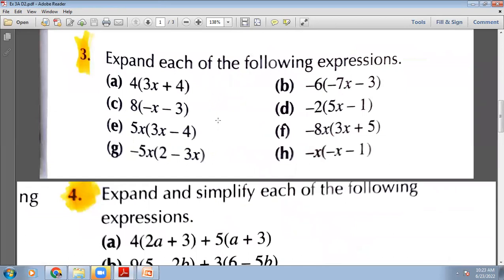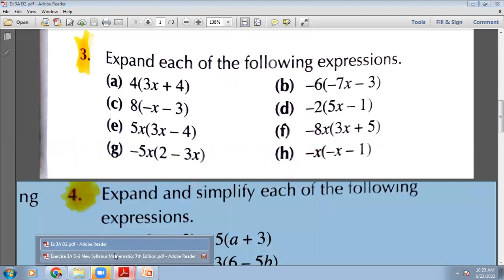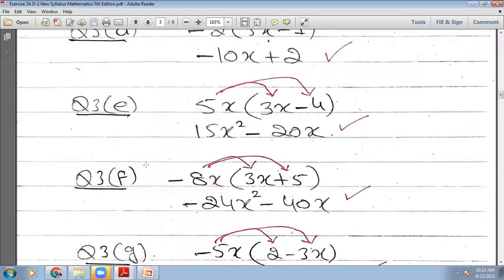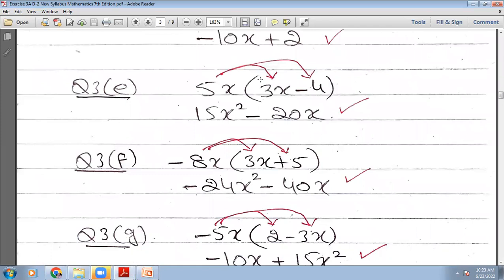It is the E part, the 5x. Now we have x also here. So when x and x multiply, the powers will be added and the coefficients will multiply with the coefficients. So 5x multiplied with the 3x will give you 15x squared. The powers of these two variables are added. So 5x multiplied with minus 4 will be minus 20x.